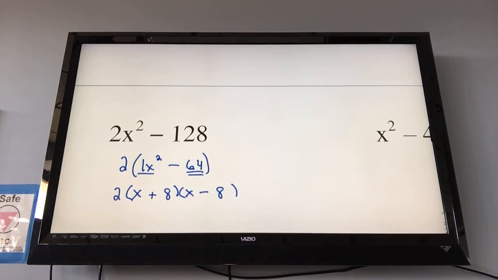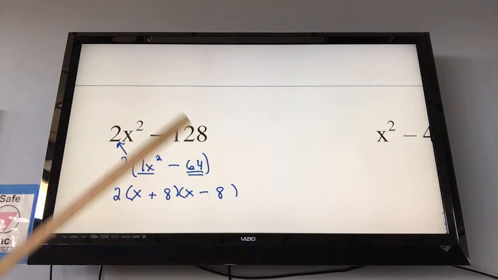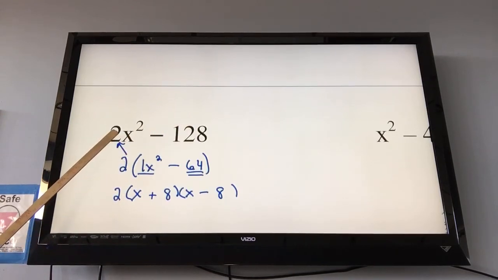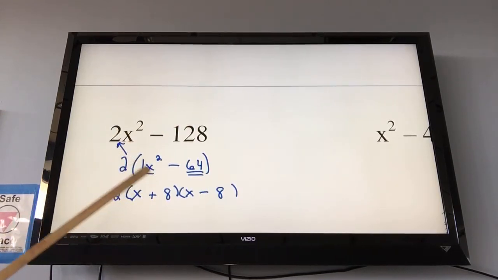Wait, okay, how do you get the 1x? I took 2 divided into 2. Okay. So 2 divided into 2 is 1, and then that x squared just came down. Okay, and then you just did that with the 128. And then I take 2 divided into 128 is my 64. Alright.